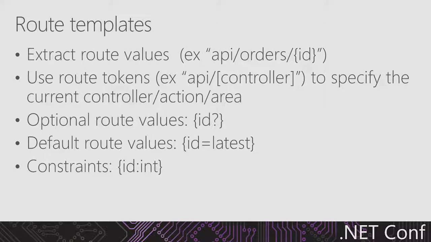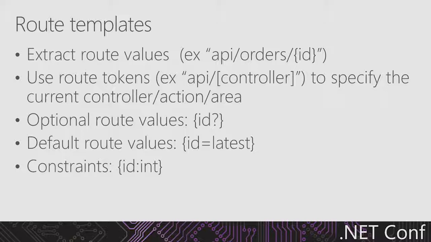Now, route templates have some really nice features, some interesting syntax. First of all, if you want to actually extract some data from the URI, you can specify that in your route template using brackets. If you put a name in brackets, that part of the URI will then get captured and made available to you in the framework. So for example, here, API/order/{id}, that {id} is a route value. That path segment essentially will get captured and made available to you as a value named id.